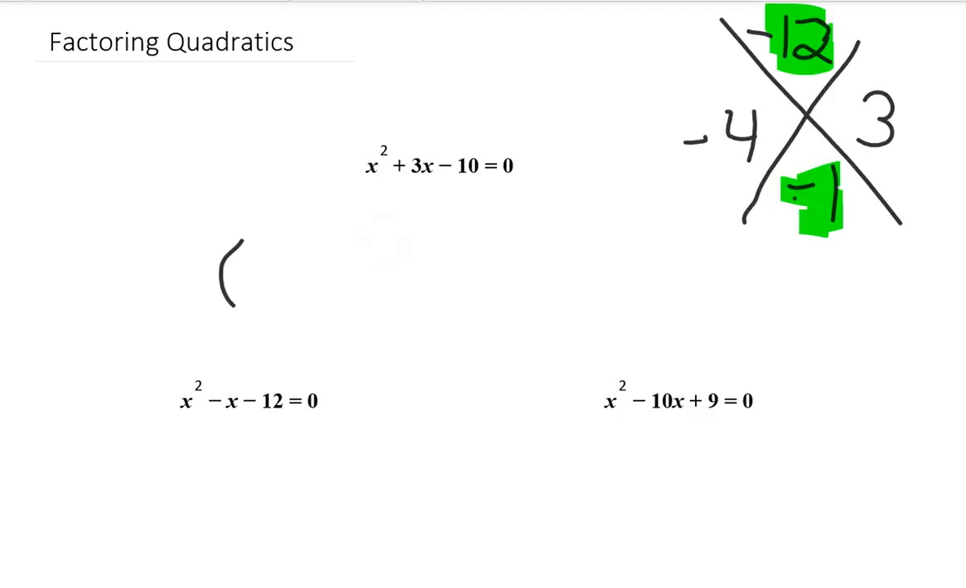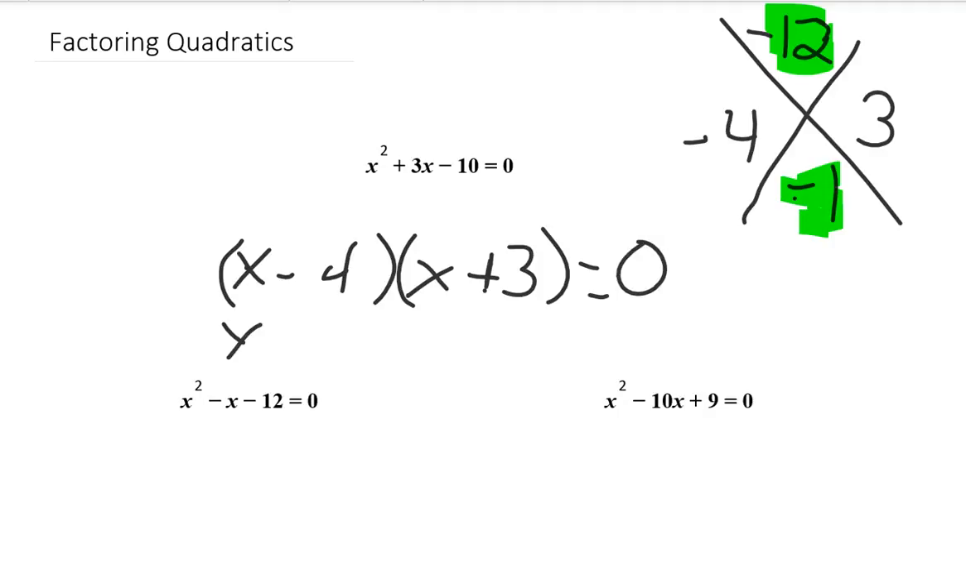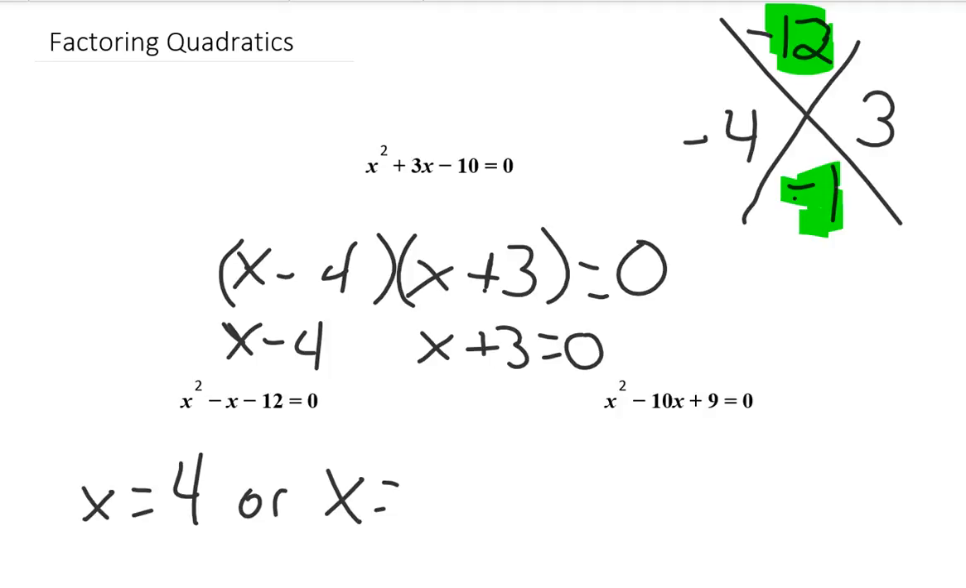I'm going to write this one again in my binomial form. My x will go first, then I've got a negative 4, and a positive 3. I know that's going to be equal to 0. Set both of these equal to 0, and I'm going to solve for x. I'm going to get x equals 4, or x equals negative 3. Again, those are going to be my two x-intercepts for this quadratic.